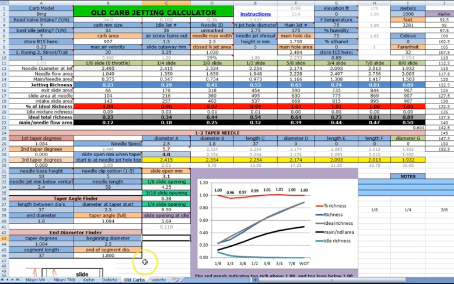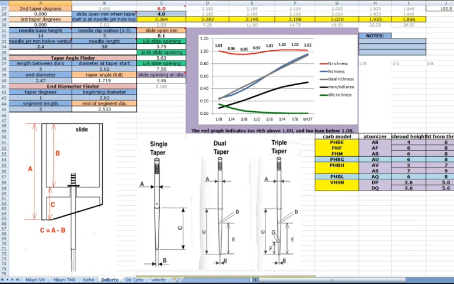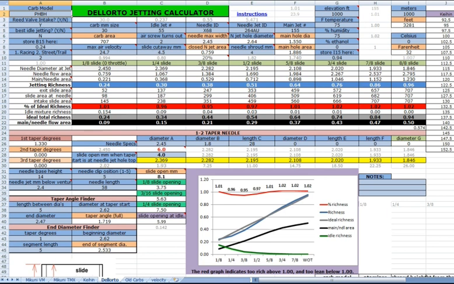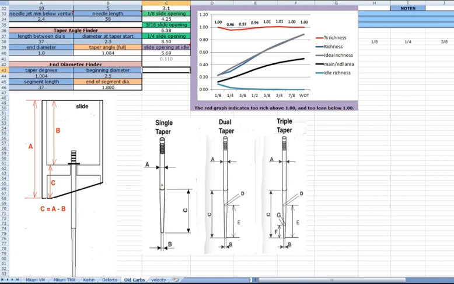The old carbs use, that was old carb section. Let's look at the Dell'Orto. Oh, there it is. Okay, I already did it on this version. Click here for the Dell'Orto needles web page, and it will show you the angles. Yeah, old carbs use the same deal as the Dell'Ortos. Usually, old carbs only have single needles.